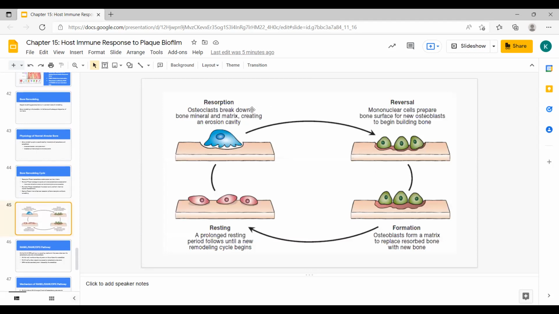Okay, so this is a picture. The osteoclast breaks down the bone mineral and matrix, creating an erosion cavity. The mononuclear cells prepare the bone surface for new osteoblasts to begin building the bone. And then the osteoblasts form a matrix to replace the resorbed bone with new bone, and then it rests.